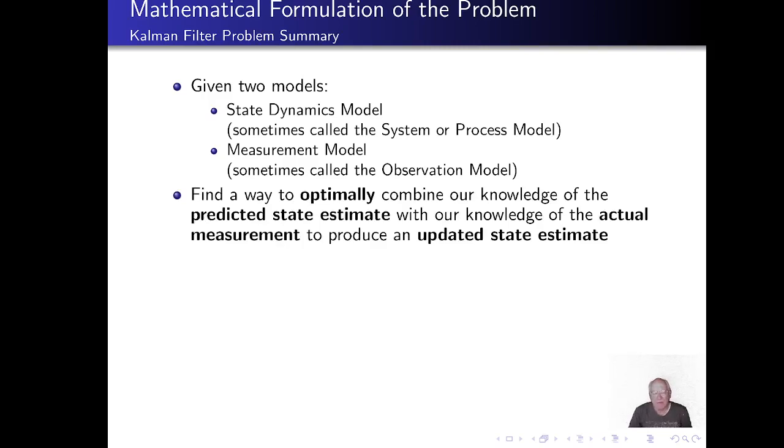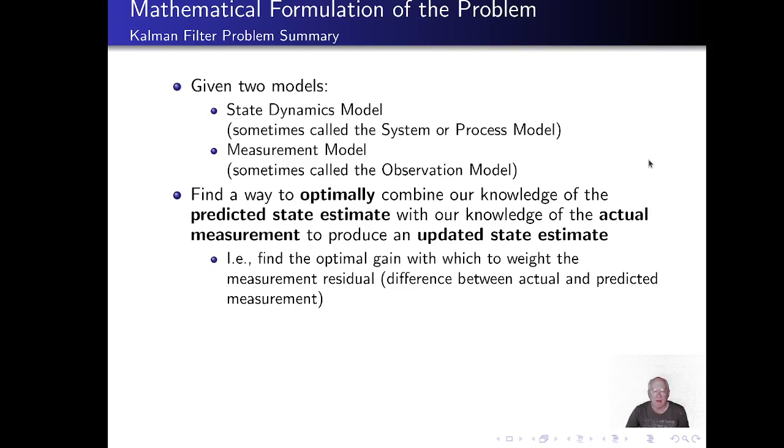And then once we have those 2 models, we want to find a way to optimally combine our knowledge of the predicted state estimate with our knowledge of the actual measurement, and then produce an updated state estimate. Now, it's from the state dynamics model that we get the predicted state estimate, and it's from the measurement model that we get the measurement information. And so combining those 2 things uses all the information at our disposal in order to come up with an optimal estimate of the state.